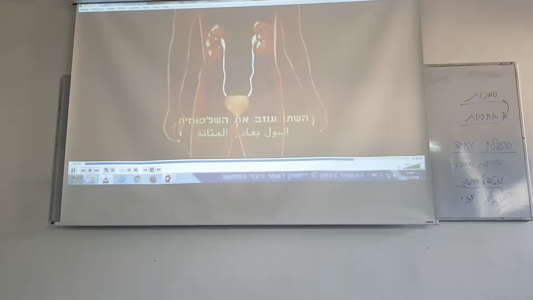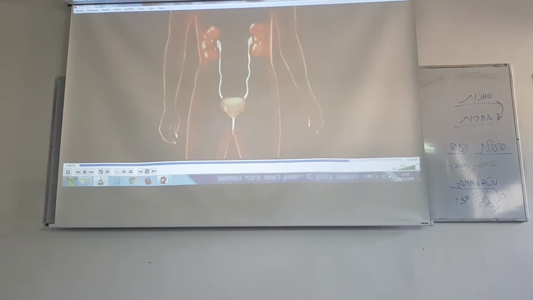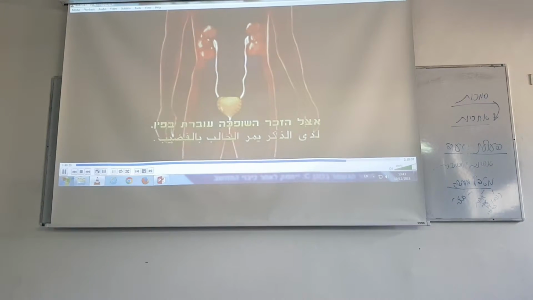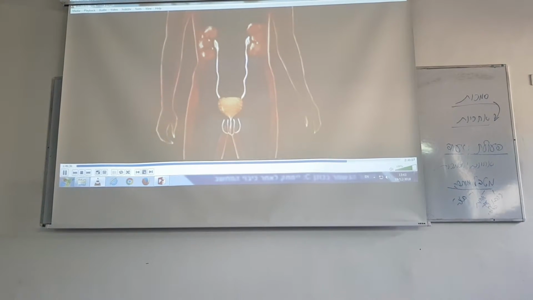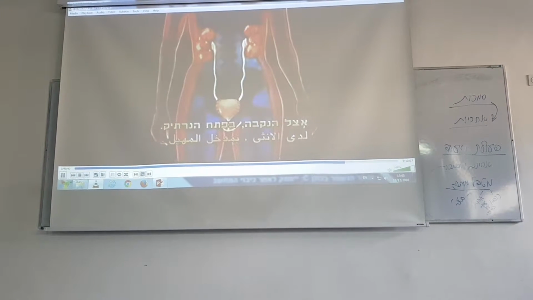The urine leaves the urinary bladder and exits the body through the urethra. In males, the urethra channels the urine through the penis. In females, the urethra ends in an opening just in front of the vagina.